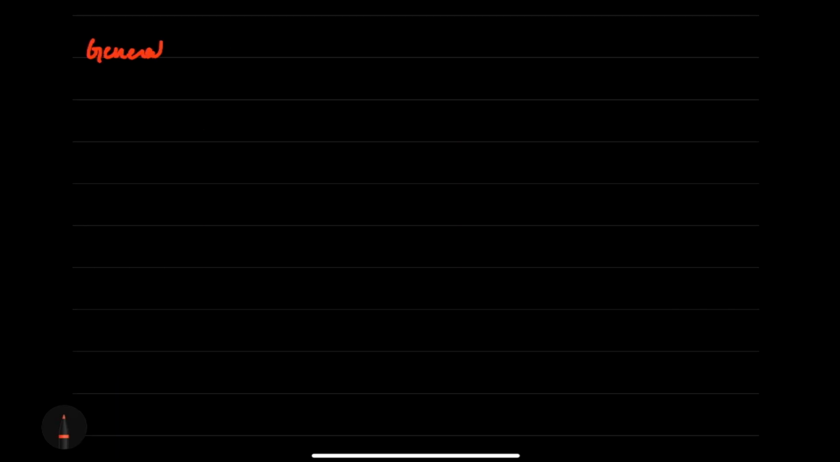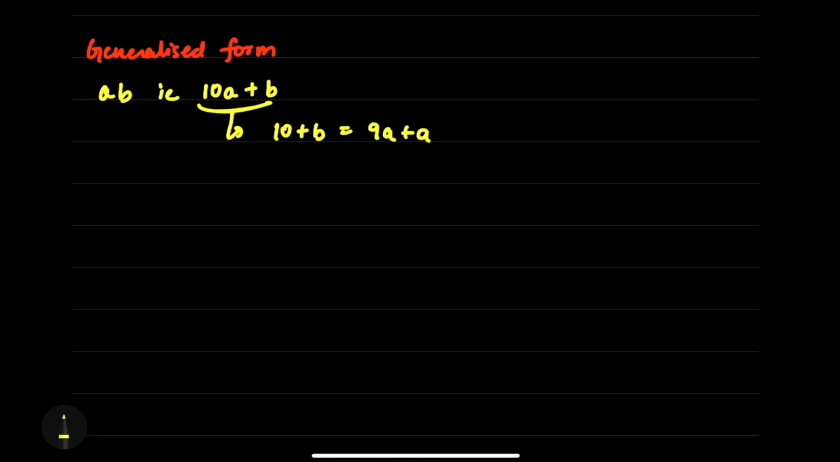Let's try this in a generalized form. This generalized form might be a bit trickier than the ones we have done before. So let's take a 2-digit number AB, which can also be written as 10A plus B. Let's evaluate this. 10A plus B can also be written as 9A plus A plus B.